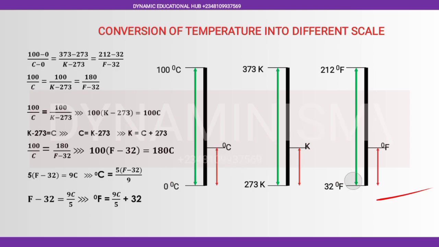Now the next thing is, let's pick this one and solve the mathematics. It's very simple. 100 over C equals 180 over F minus 32. If you cross multiply, you get this.